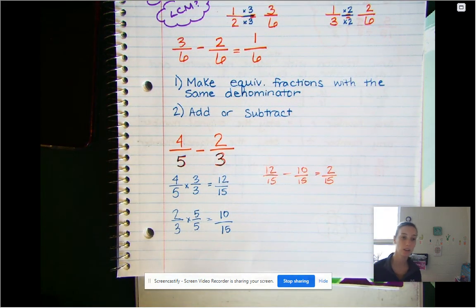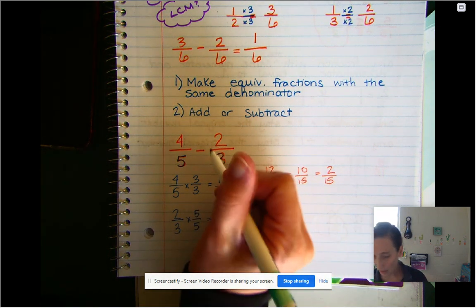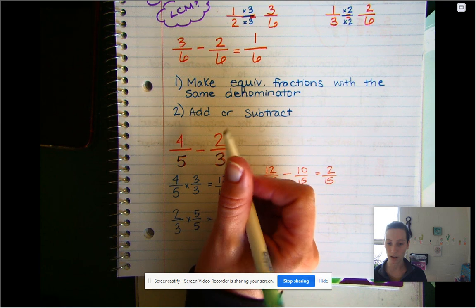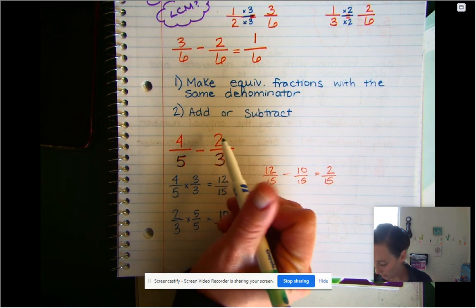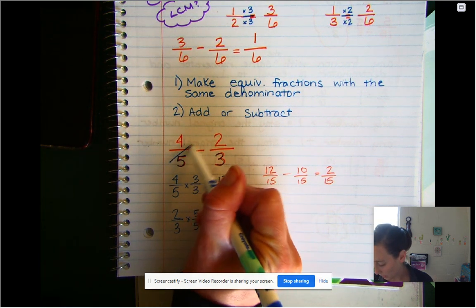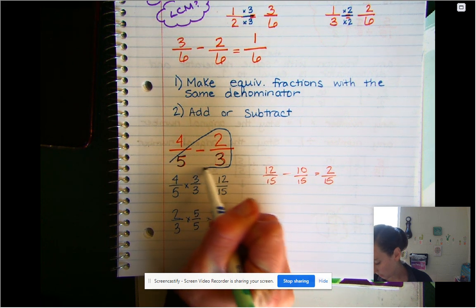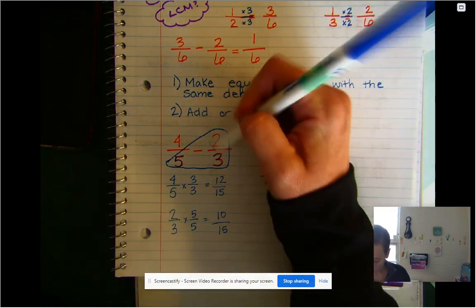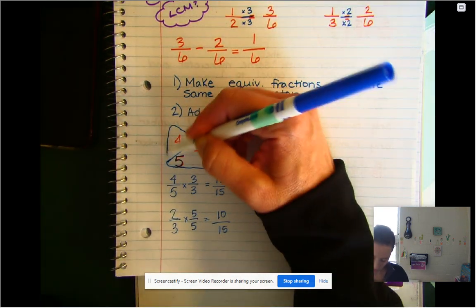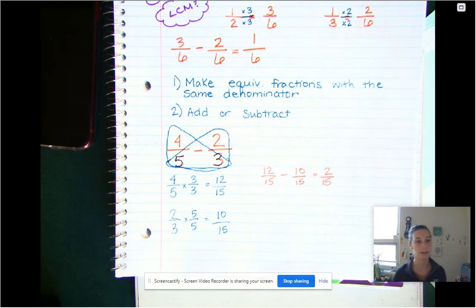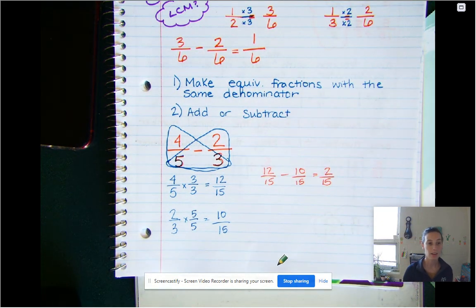Some of you may have heard this described as the butterfly method. That name I feel like can be confusing, so I don't always use it, because it's like you're multiplying this by both, and you're multiplying this by both. So really it's like the pretzel method, if anything. Okay, now you know adding and subtracting fractions with unlike denominators. Make an equivalent fraction and then do what you need to do.